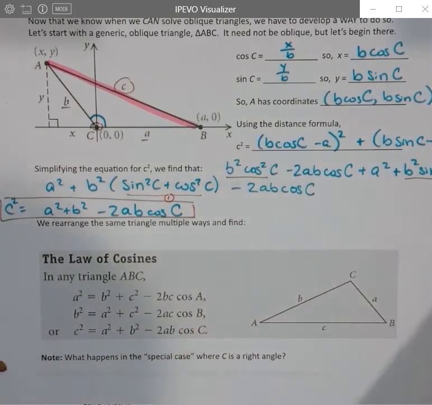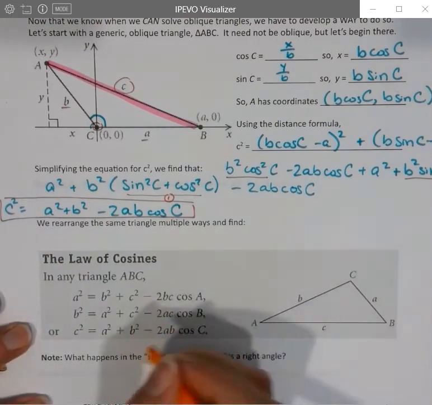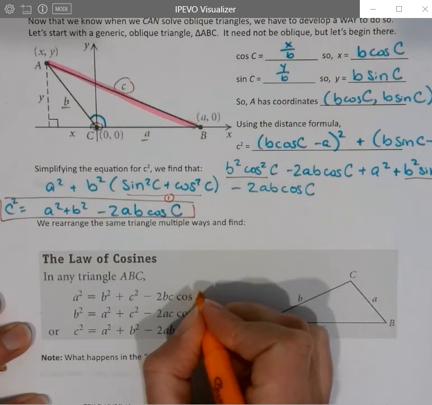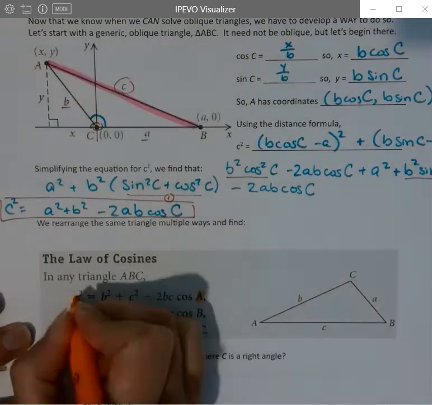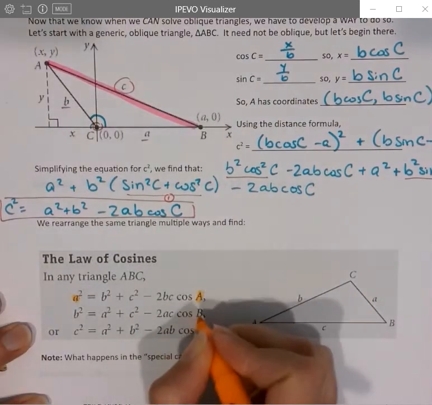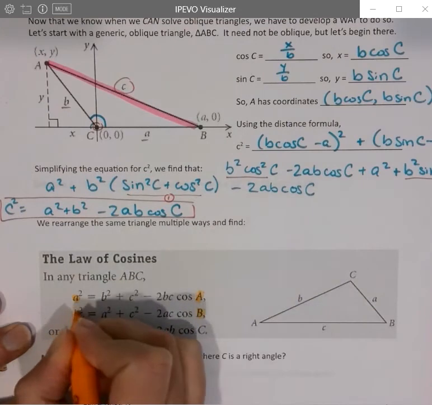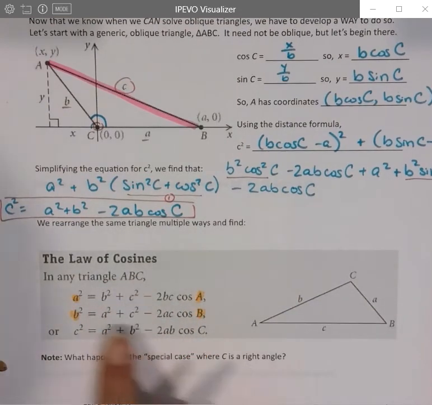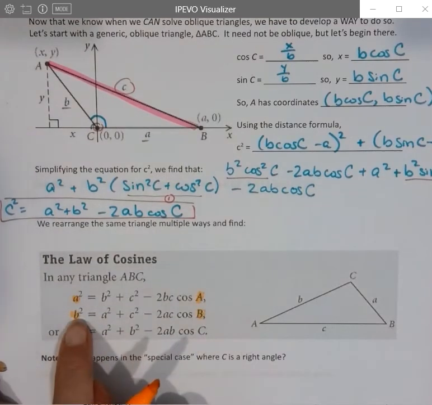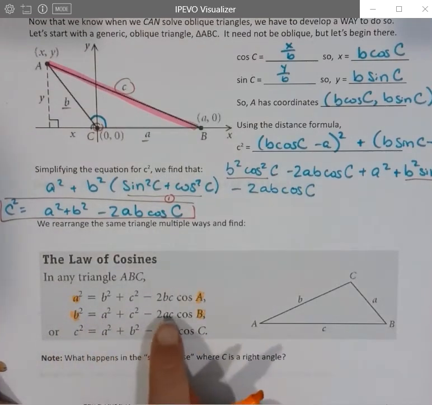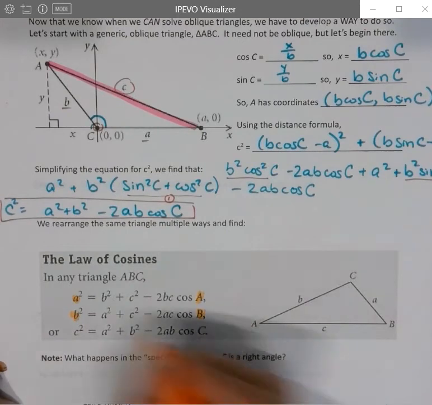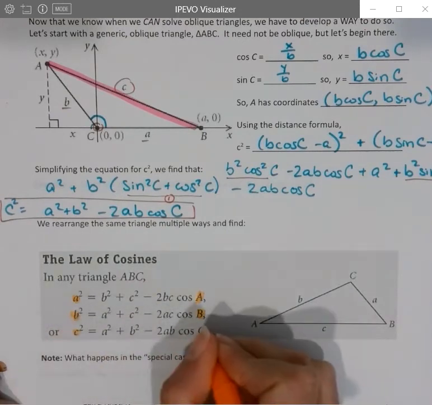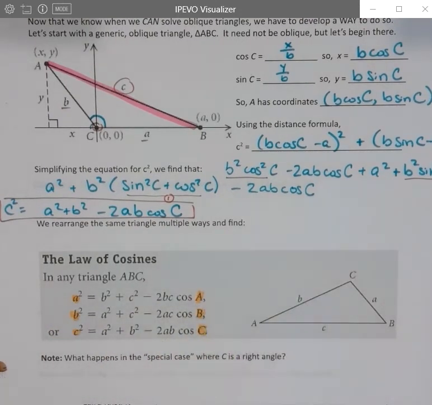What we're noticing in these is that the side that you're finding is across from the angle. So if you are using angle A, you're finding side little a. If you're using angle B, you're finding side little b. And the other sides, since order doesn't really matter, are just the other ones. So if I'm looking for b, then I have a squared, c squared, and then I have 2ac. Okay, and then again, the one we found, I knew angle C, and I could solve for side c.